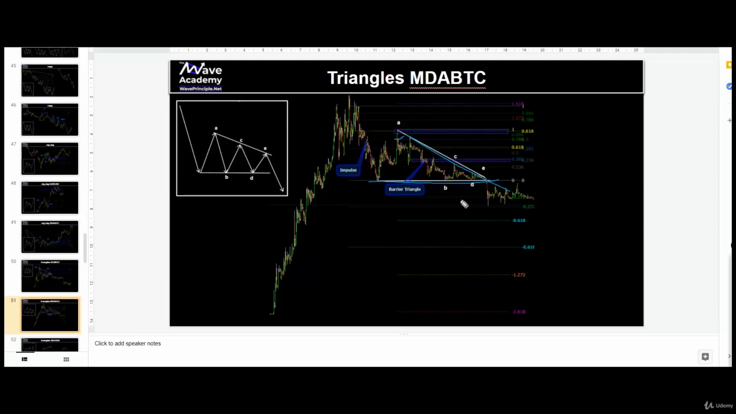I'm going to label it like this. As you can see, it didn't make a new low. It got stopped there and it was making lower highs. So I can count this as my first wave move A, 1, 2, 3, 1, 2, 3, B, 1, 2, 3, C, 1, 2, 3, D, 1, 2, 3, E. Triangles are 3, 3, 3, 3.